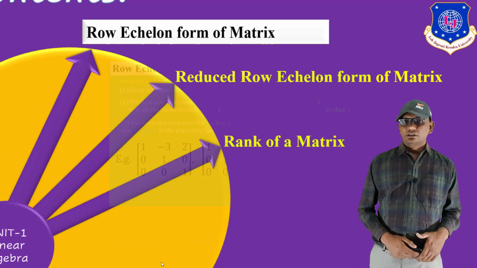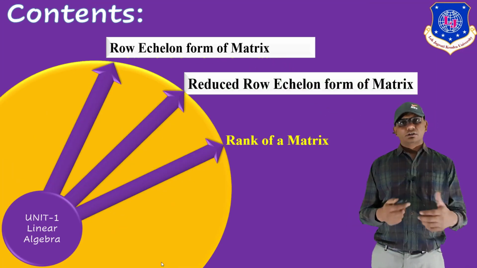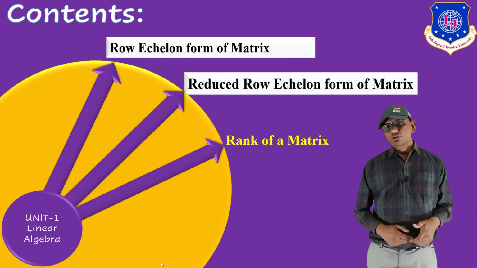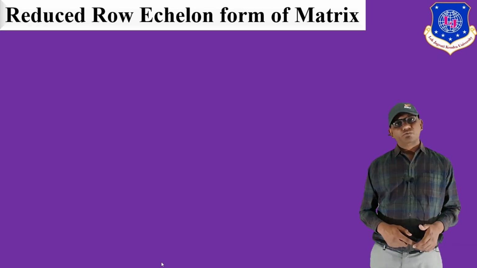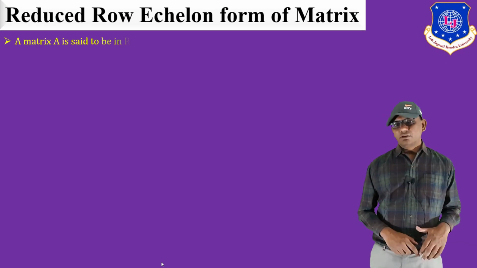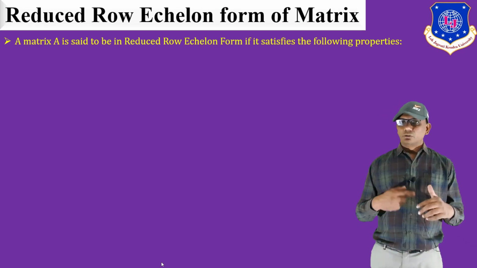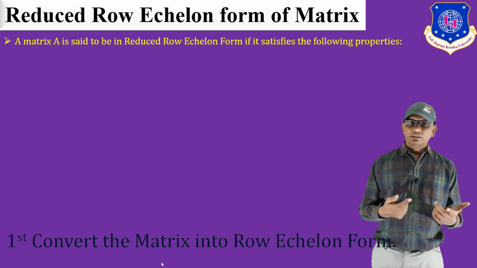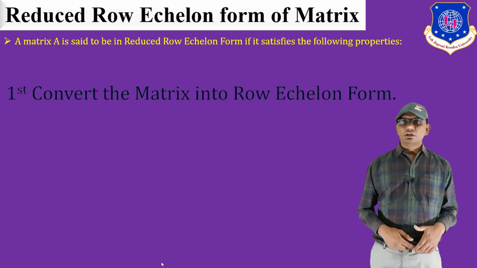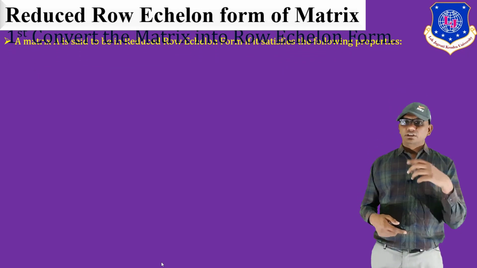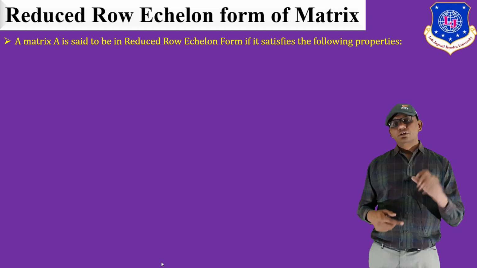Now we will see the next topic of our session. This is the reduced row echelon form. Reduced row echelon form is very similar to row echelon form. First of all, we convert our matrix into the row echelon form, and then we add one more condition to the row echelon form, and that becomes a reduced row echelon form.